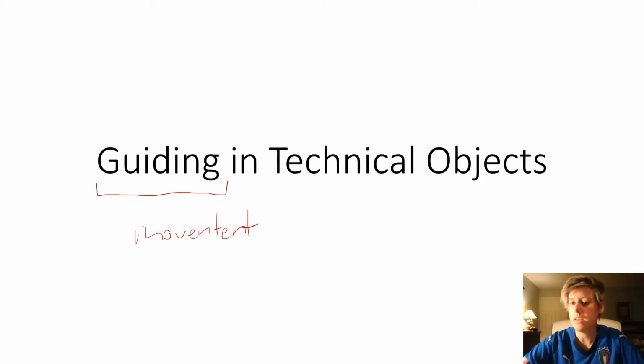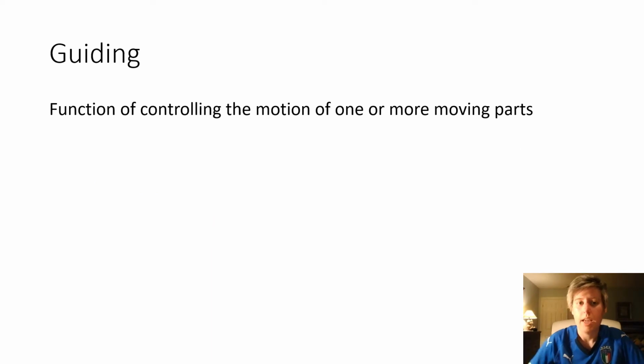So if we're looking at the definition of guiding, it's basically the function of controlling the movement of one or more moving parts. So whenever we have a guiding control, we have motion in the object. Now we have three key types of guiding controls.